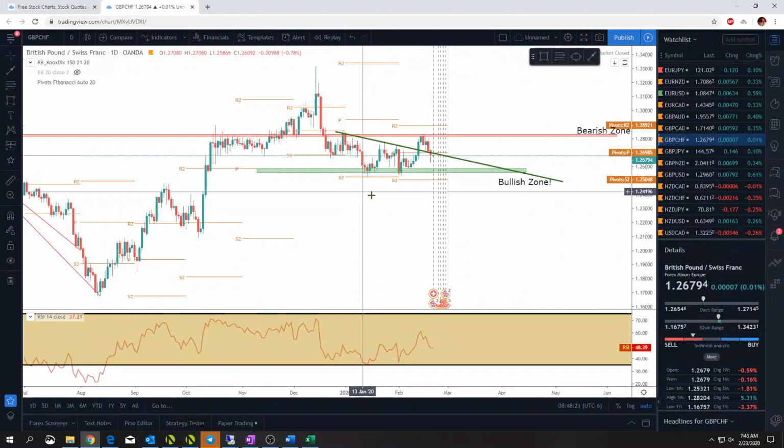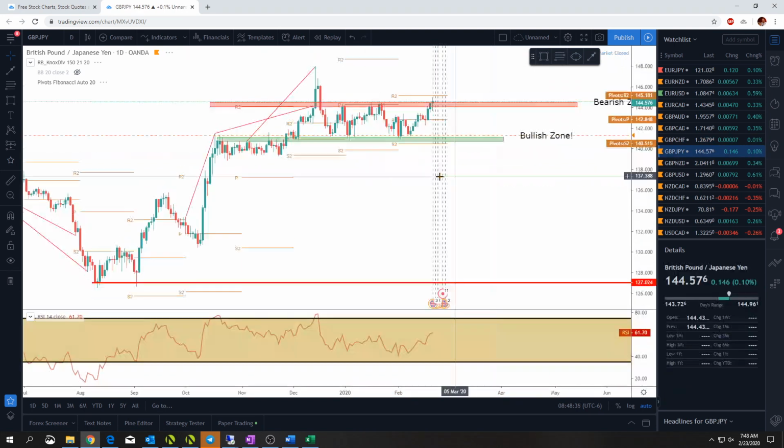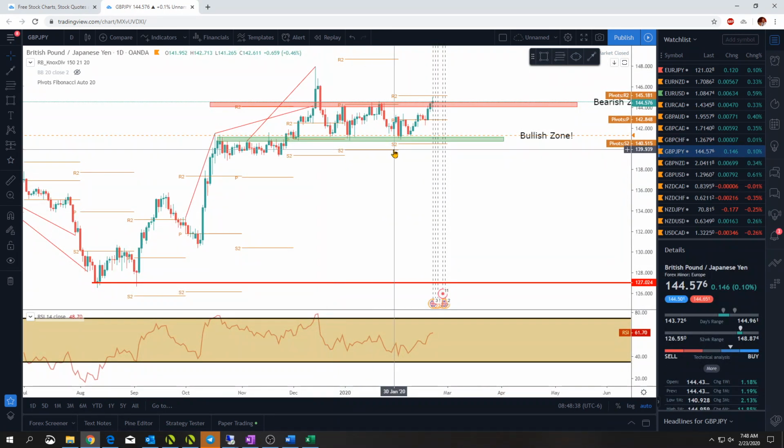British pound, Swiss franc. So we had a break up, kind of come back down, and we're in this retest mode. So I'm still liking where we have our zones. British pound, JPY. Okay, we set our alert here. It went the opposite way, but man, does it look like a good sell from where we're at.